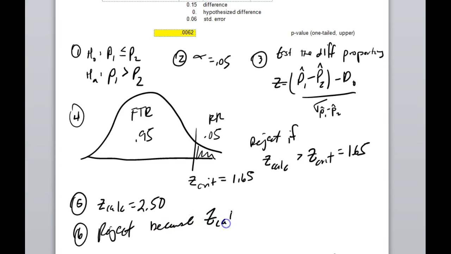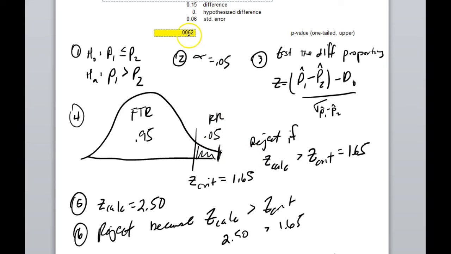Because zcalc is greater than zcrit, and that's obviously 2.5 is greater than 1.65, we can conclude that there is significant evidence to suggest that there is discrimination happening, right? So we get a z-value that's somewhere over here.